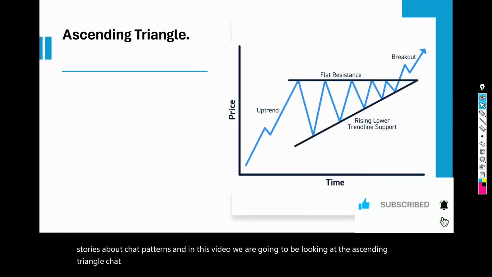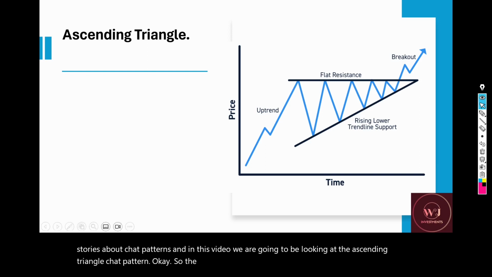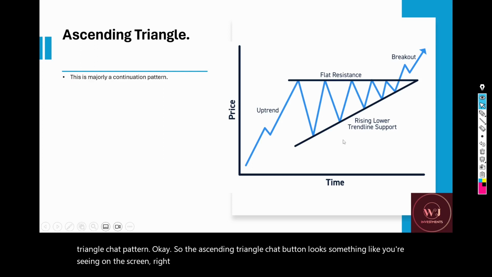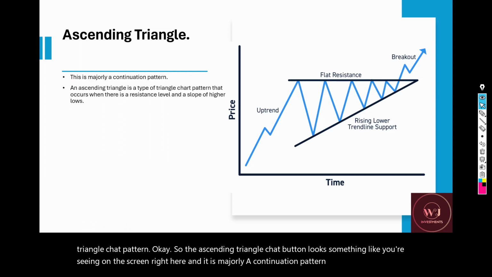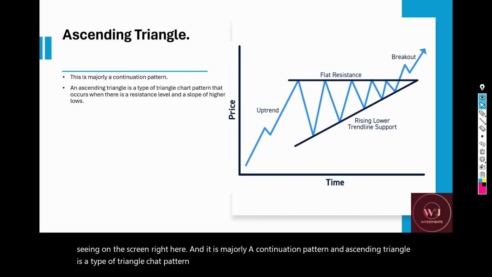Okay, so the ascending triangle chart pattern looks something like what you're seeing on the screen right here, and it is majorly a continuation pattern. An ascending triangle is a type of triangle chart pattern that occurs when there is a resistance level and a slope of higher lows.